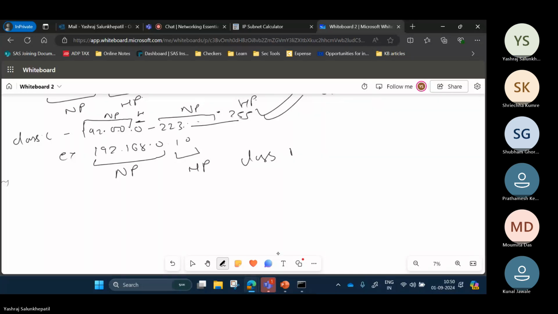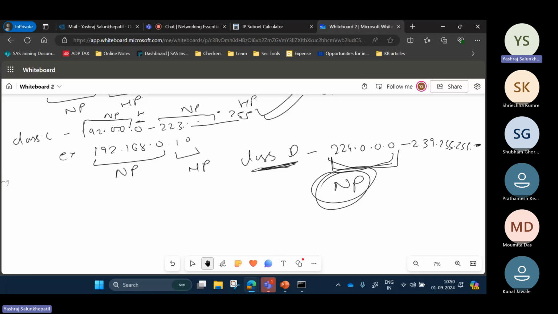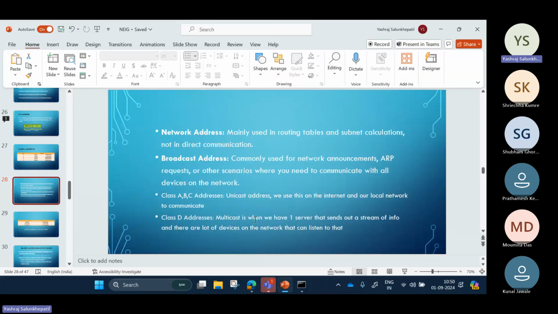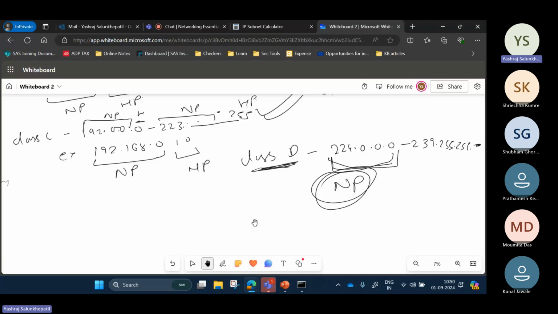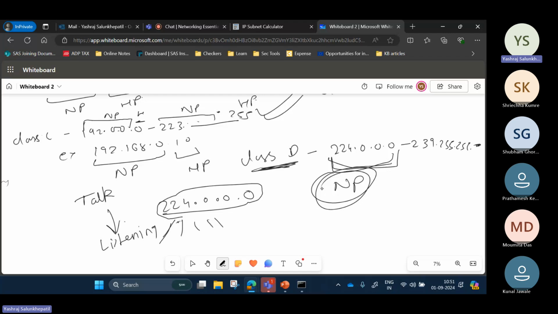Class D, for example, starts from 224.0.0.0 up to 239.255.255.255. Here everything is network portion. That is why class D is multicast. There is no back and forth at all, it is just multicast. Multiple people get the data like FM. So we all, you, me and everyone, are listening to this IP. When someone speaks on this IP, we will all listen to it. Each and every one of us will listen. It's not that only one gets it. We all get it because it is a multicast address.